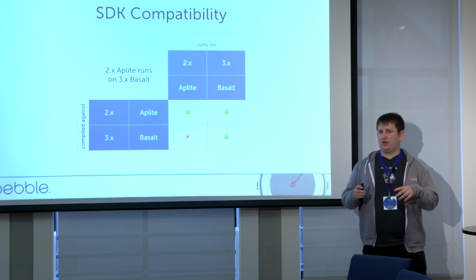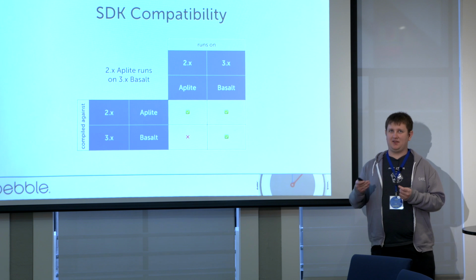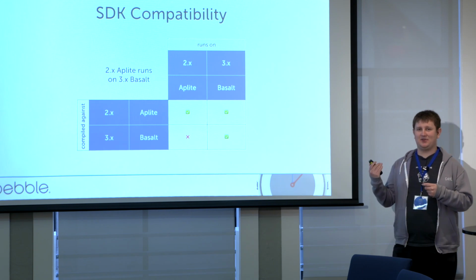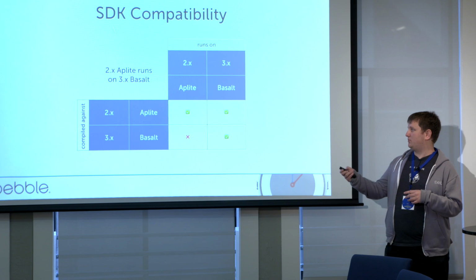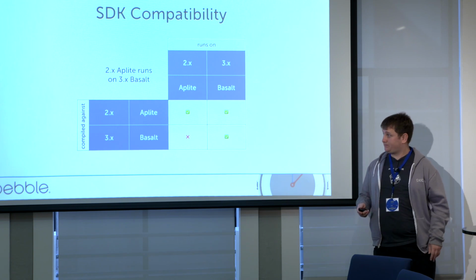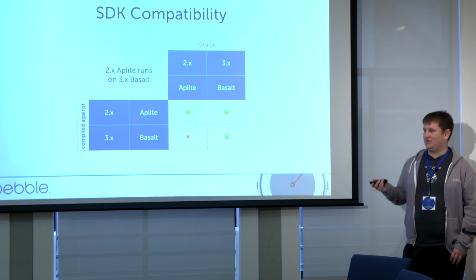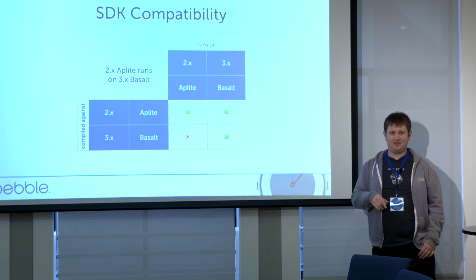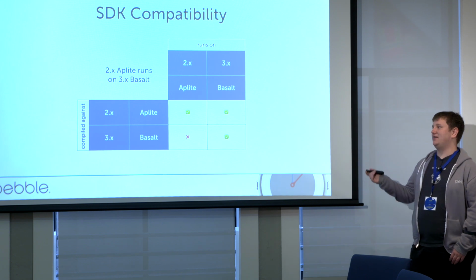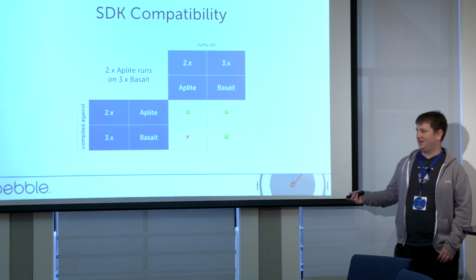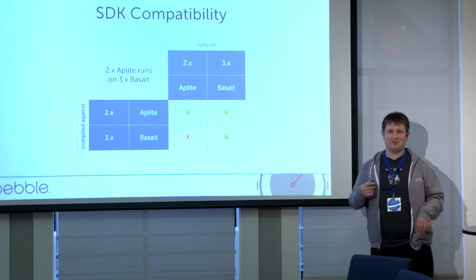But when Pebble Time was developed, it was also engineered so that it would continue to run 2.x Aplite compiled apps on the 3.x operating system on Basalt runtime platforms, which is the Pebble Time and Pebble Time Steel. So this particular check mark is representing that backwards compatibility. But the converse is not true. Apps compiled for the Basalt platform using the 3.x SDK will not run on the 2.x operating system running on Aplite watches. And then finally, this one's pretty much just identity. Apps compiled against the 3.x SDK for Basalt watches do run on the 3.x operating system for Basalt watches.